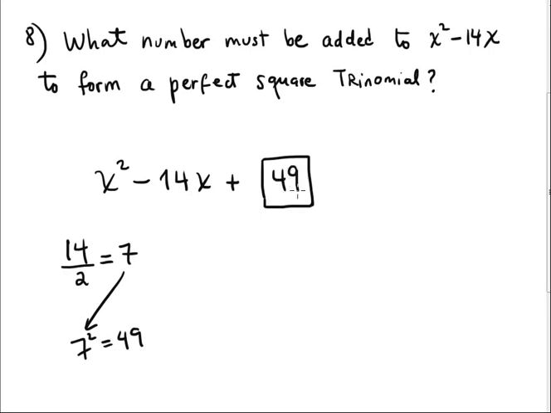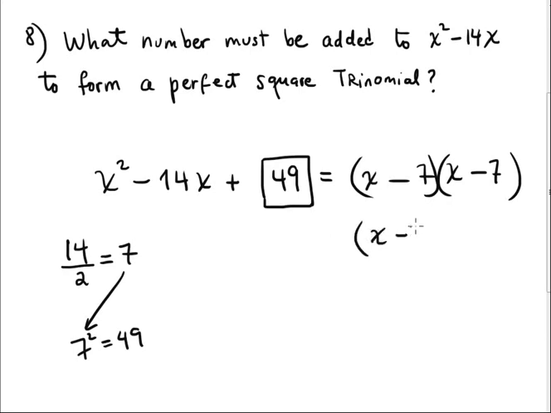So this is the magic number. You can convert this into a perfect square trinomial. And the factorization is obvious: x, 7 and 7, minus and minus. So 7 times 7 is 49, and 7 plus 7 is 14. And so the factorization is x minus 7 squared. That is the answer.